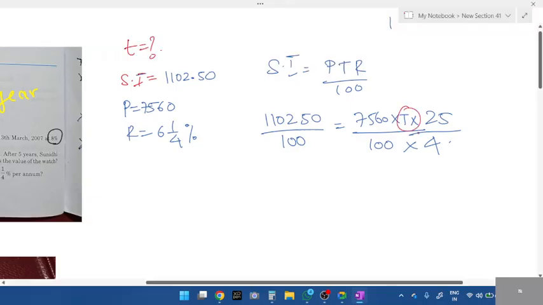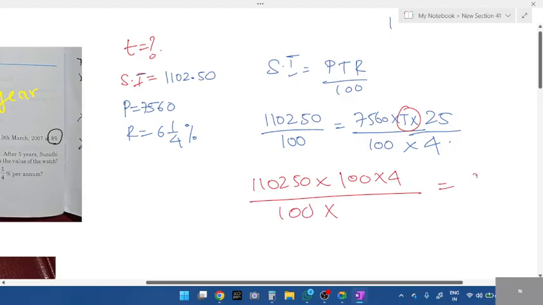Respond first. If I want to find T, what happens to 104? It is in the denominator. It goes to the other side and gets multiplied. What happens to 7560 and 25? It gets divided. Very good. Into 25. Complete the calculation. This will give you the time period.